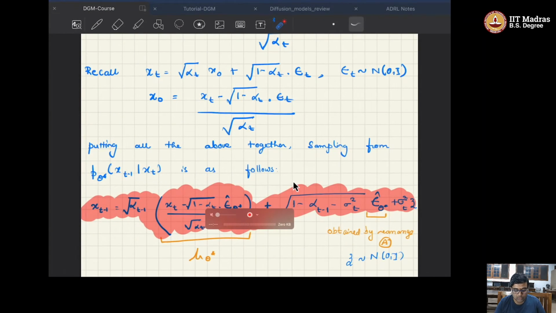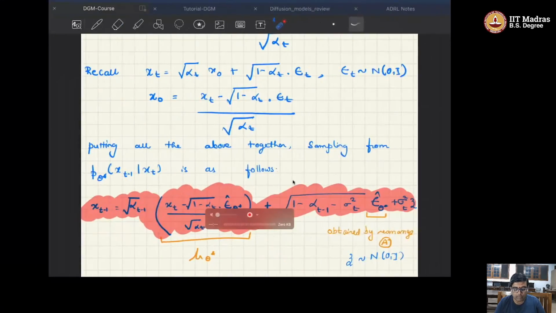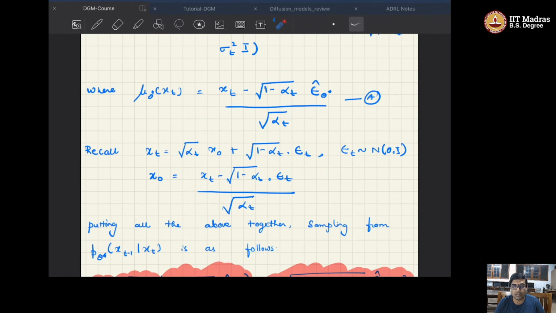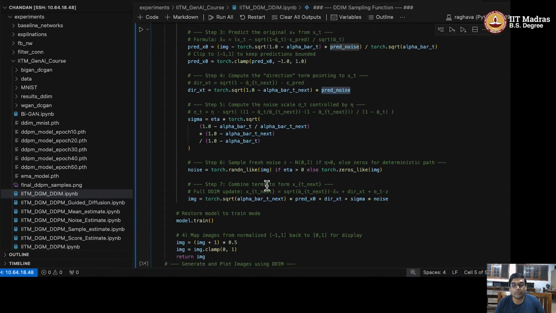Okay, as you can see, this is mu theta star that you have got. Now this is the predicted noise, and then this is that multiplication that you are supposed to do. And please remember that the equations this and this are very similar. Now obtaining one is the same as obtaining another, and as I have told you, here alpha t always means alpha t bar.